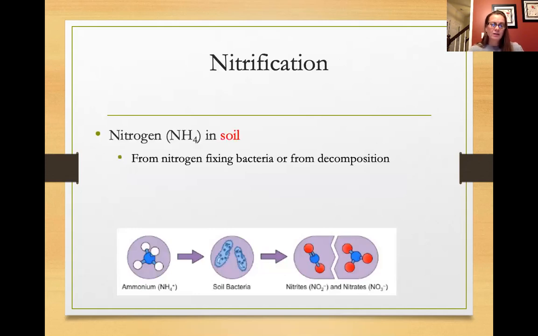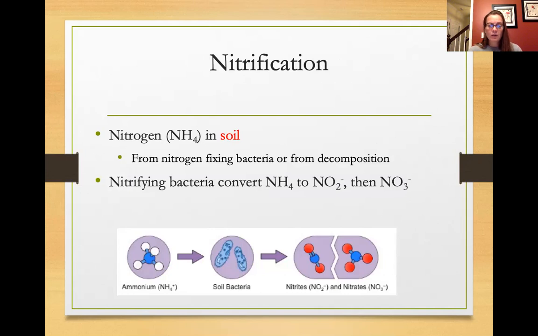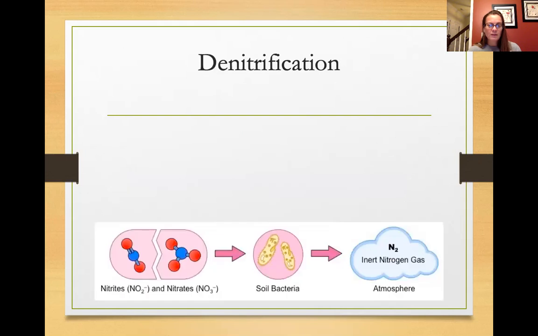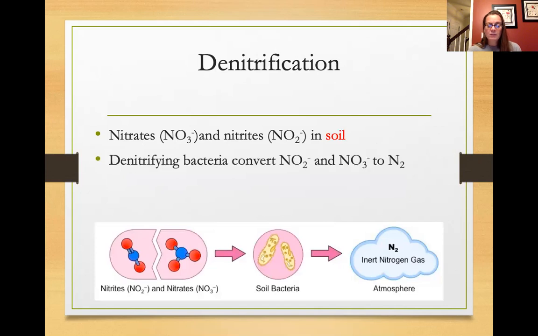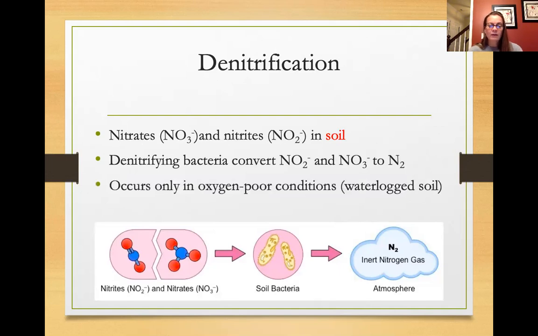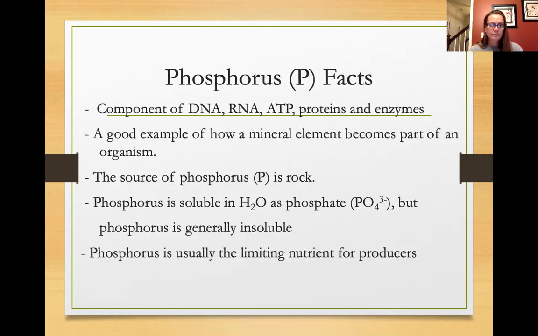Nitrification is the process of taking ammonia in the soil from those nitrogen-fixing bacteria or from decomposition and converting it to nitrates or nitrites. And it's now in a form that can be used by producers. Denitrification takes nitrates and nitrites in the soil, and those denitrifying bacteria convert the nitrites and nitrates to nitrogen gas. And again, that occurs in oxygen poor conditions. Now that nitrogen is no longer available to producers. Okay, so that's our nitrogen cycle.